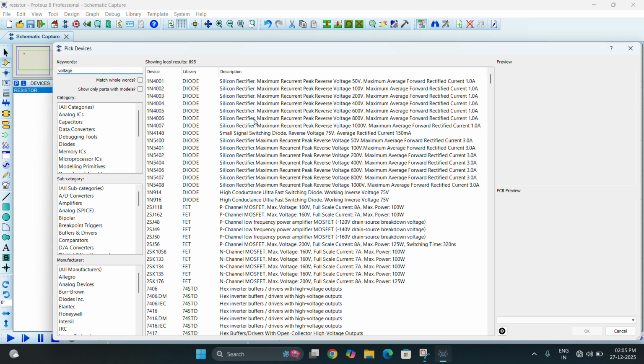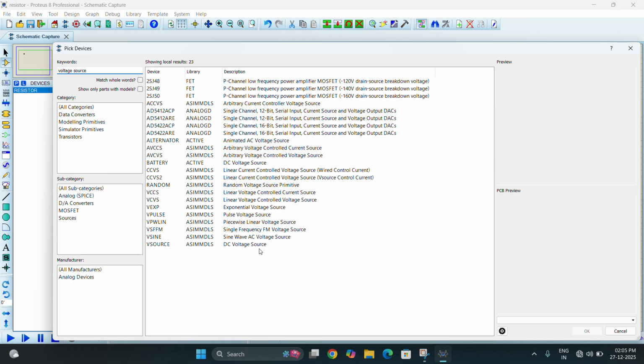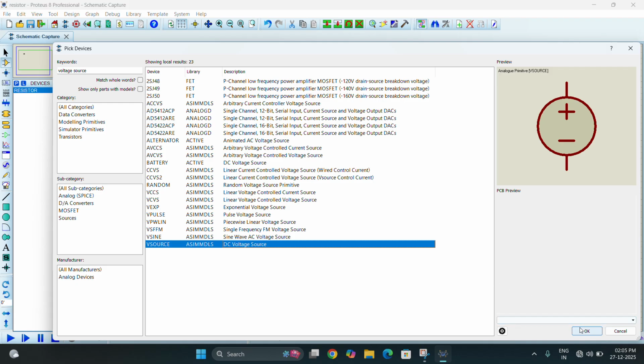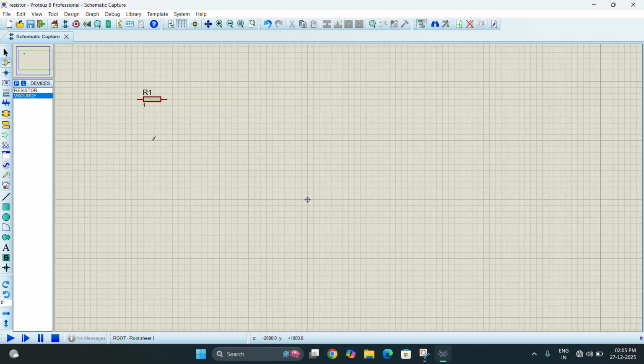Because a resistor is always used across a voltage. That is a simple thing about the resistor. So let me take one voltage source. Let's search for the voltage source. Here it is written as DC voltage. Let me take a DC voltage, then I will place it here. Now I am going to connect it to the resistor, positive end to one end, negative end to the other end. So now I have connected the resistor with the voltage source.